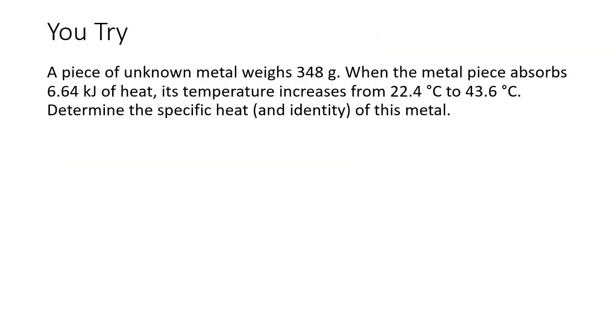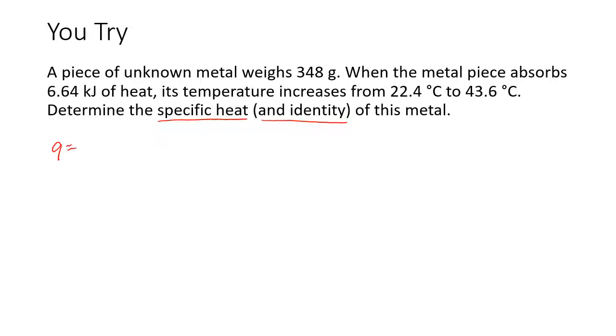A piece of unknown metal weighs 348 grams. When the metal piece absorbs 6.64 kilojoules of heat, its temperature increases from 22.4 degrees Celsius to 43.6 degrees Celsius. Determine the specific heat and the identity of this metal. If ever you are asked to figure out an unknown identity, the thing you're going to want to solve for is the specific heat, because you have a chart of specific heats of various substances that you can then go match up and figure out what specific heat matches to what identity of the metal.